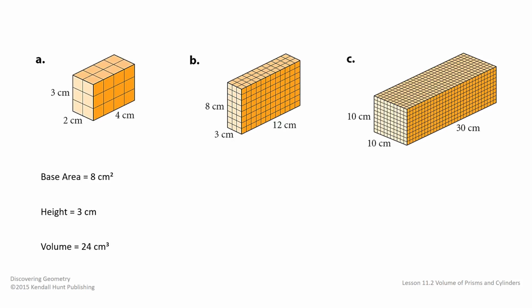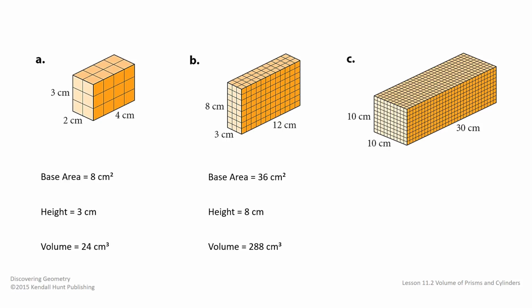If we look at part B, again, same thing, we got to find the base area. So at the bottom, you got a length and width of 3 centimeters and 12 centimeters. That gives you a base area of 36 centimeters squared. Height is straight up and down again, so that's 8 centimeters, which gives you a volume of 288 cubic centimeters. So in that figure, there's 288 cubes. Imagine having to draw all of them. Probably wouldn't be a lot of fun.